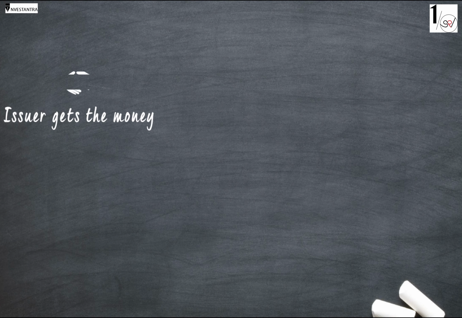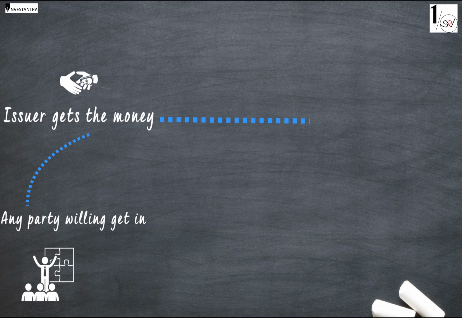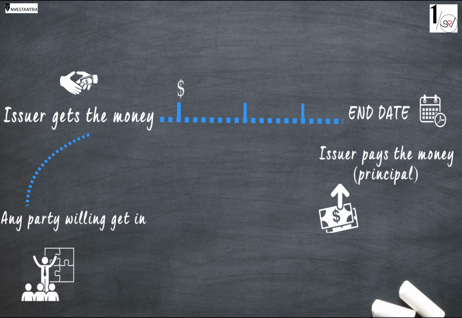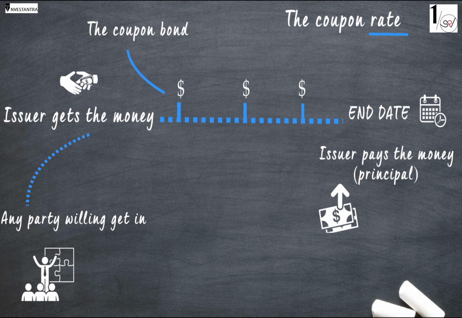So issuer gets the money. Any party willing to get into the contract. At the end date, the issuer pays the money, but this money is called principal, right? If the bond makes fixed payments, that means the issuer keeps giving payments in between. This is called a coupon bond, right? So if you see a coupon rate, let's say 10%, the issuer will have to pay this 10% to the party that actually holds the bond.